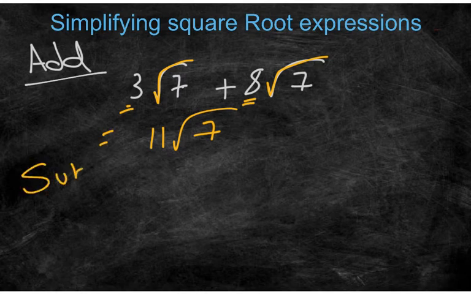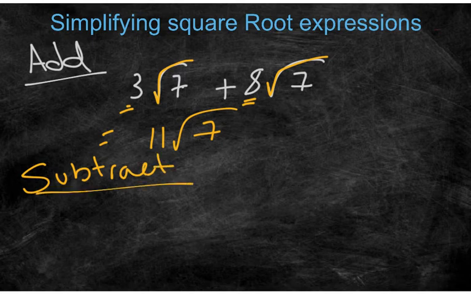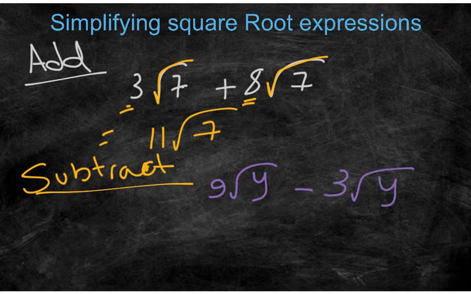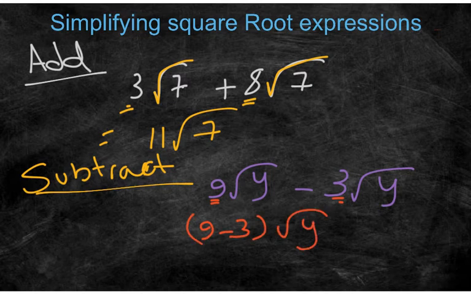Here we want to subtract: 9 square root y minus 3 square root y. We need to subtract 9 minus 3, and we keep the square root. 9 minus 3 is 6, so it's 6 square root y.